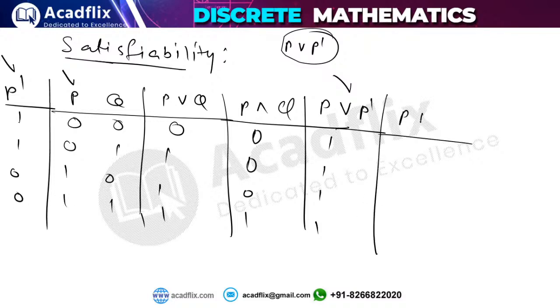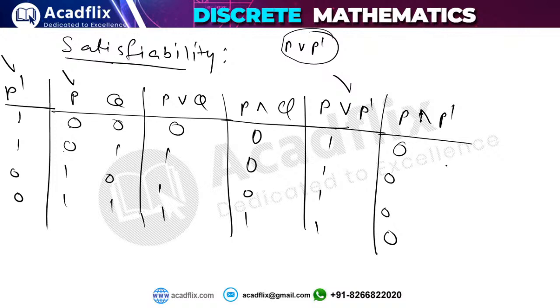Now what will be P and P bar? P and P bar will be 0 0 0 0, because 1 and 0 is 0, 1 and 0 is 0, 0 and 1 is 0, 0 and 1 is 0. So you can see this is all 0.